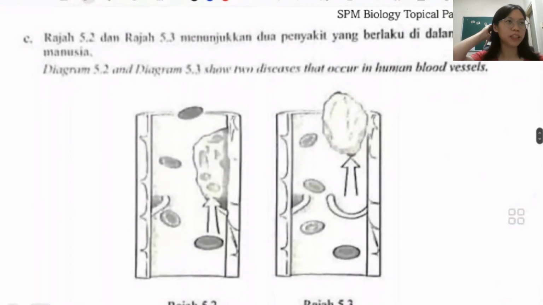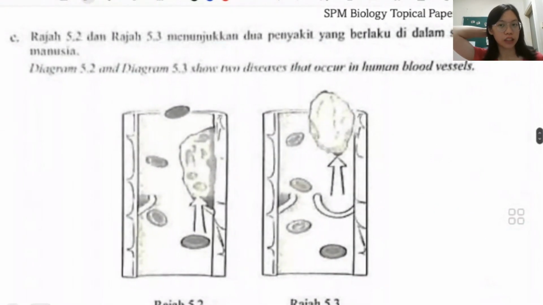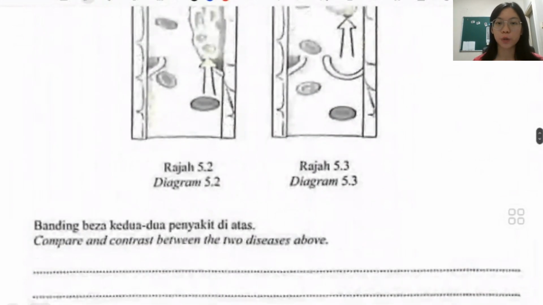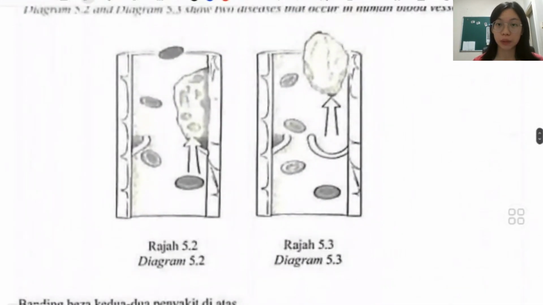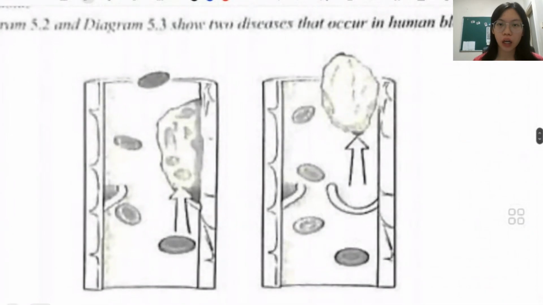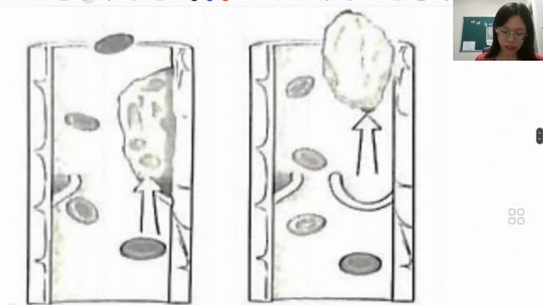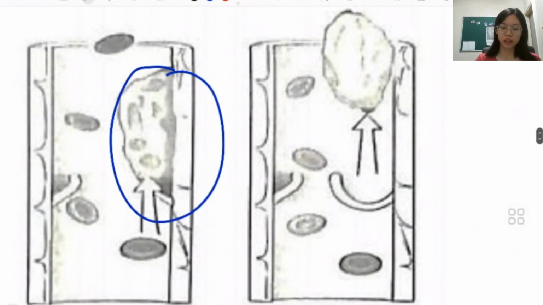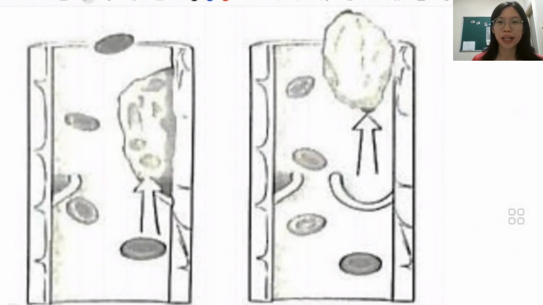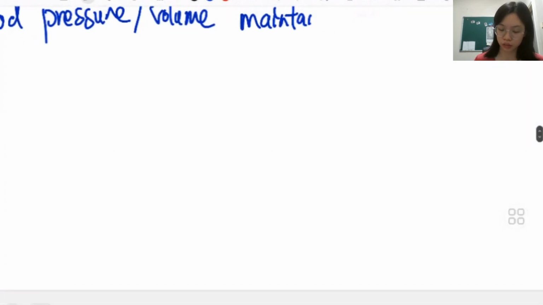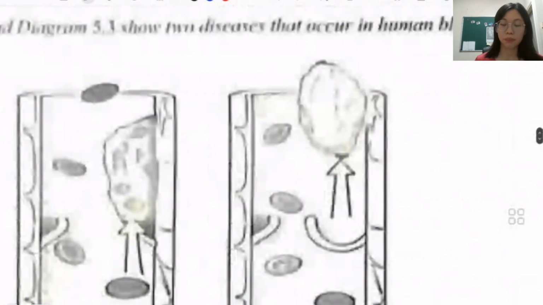The next one is about blood clotting diseases related to blood clots. Compare and contrast the two diseases above. Both are blood clots. It's very hard to see from here, it looks like a plaque honestly, but it's actually a damaged blood vessel which causes a blood clot to form right there. And in the other one you can see a blood clot being transported.